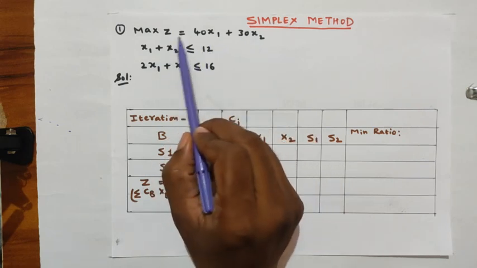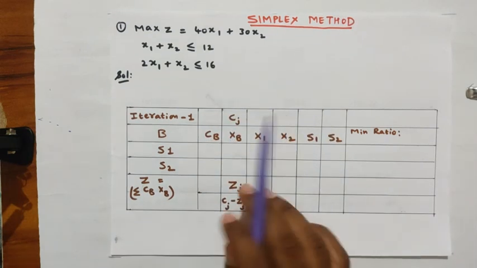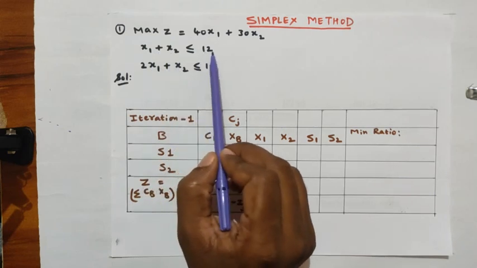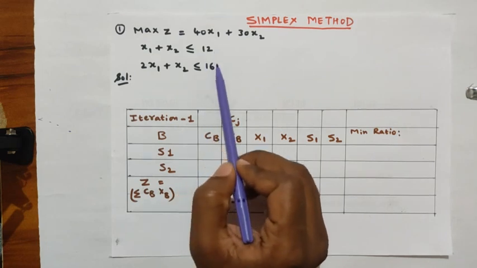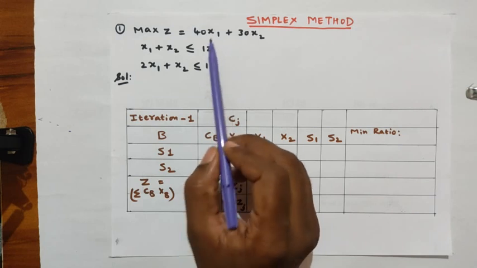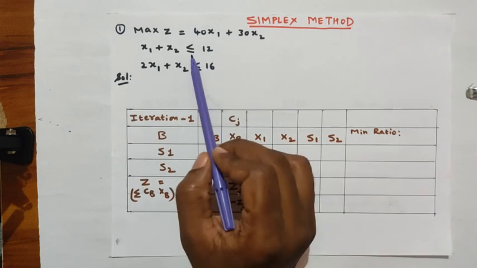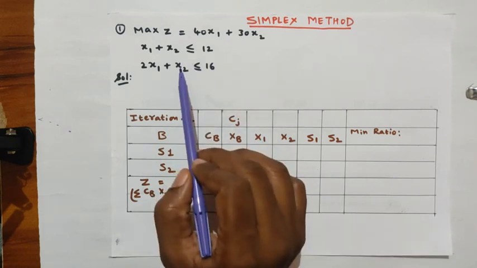Here this z is equals to 40x1 plus 30x2 is called objective function, and x1 plus x2 is less than or equals to 12, 2x1 plus x2 less than or equals to 16. These two equations are constraint equations. This z is equals to 40x1 plus 30x2 is the objective function and the below two less than or equals to equations are called constraint equations.